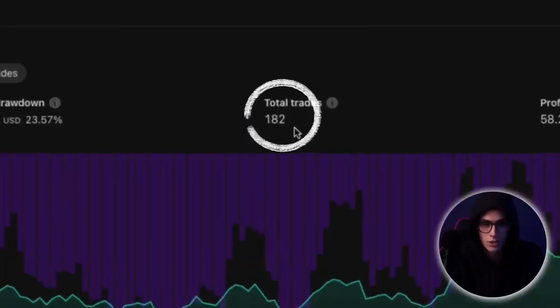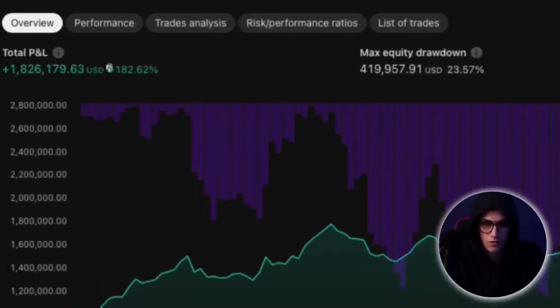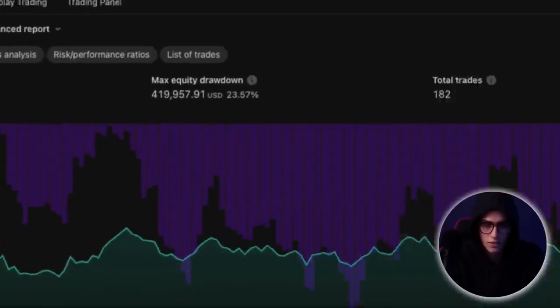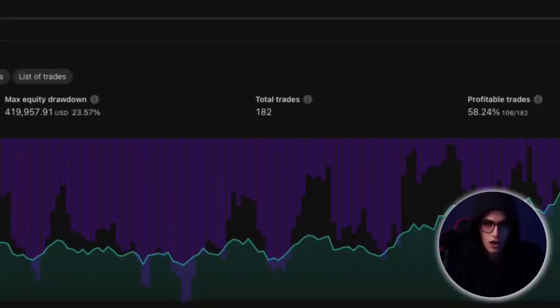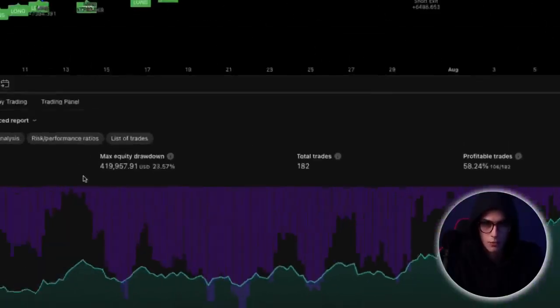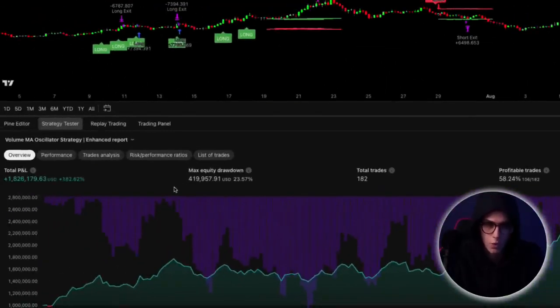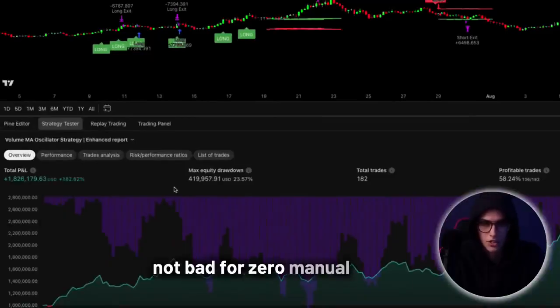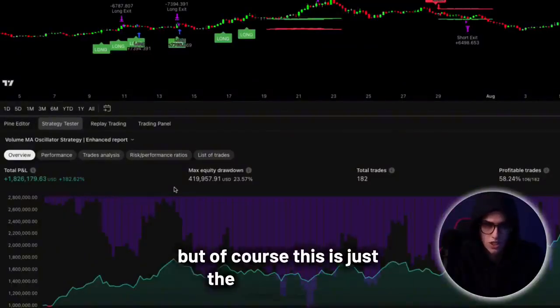Over 182 trades, the strategy showed a profit of 182%. That's right, 1% growth per trade on average. The win rate? A solid 58%, which is already above break-even when paired with the default risk-to-reward ratio. Not bad for zero manual tuning, but of course, this is just the starting point.